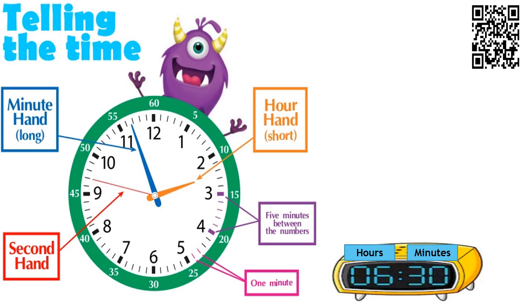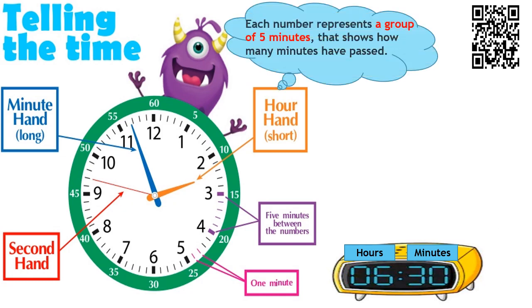Between each number and the other one, we have 5 minutes. Our monster here will tell us. Each number represents a group of 5 minutes that shows how many minutes have passed. So when the long hand looks at 12 and it moved to 1, it means 5 minutes have passed. So it means one group of 5 minutes has passed.